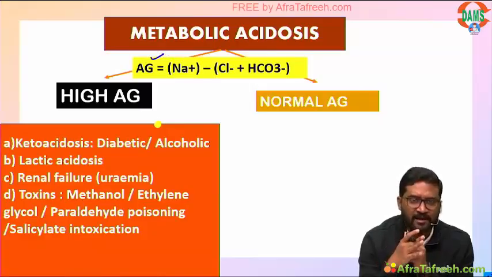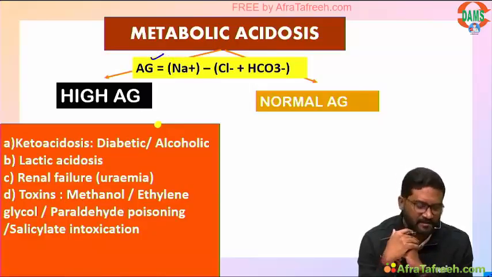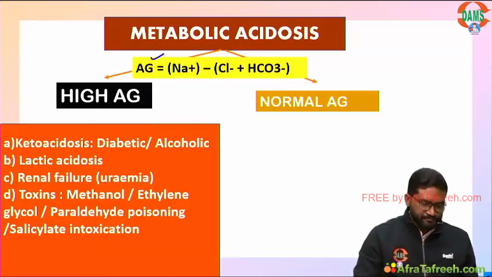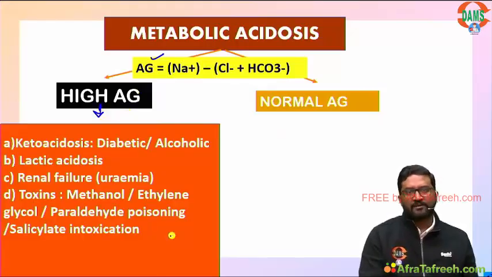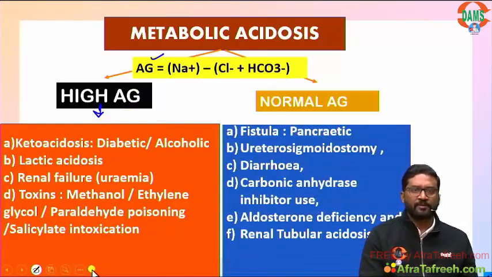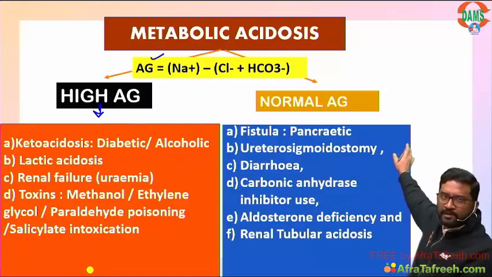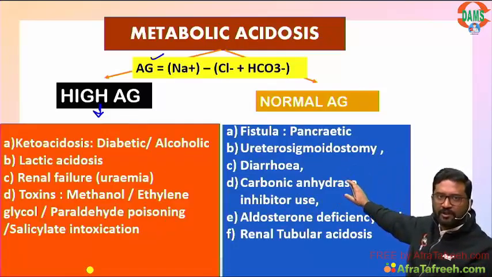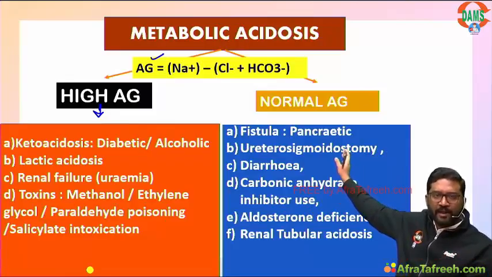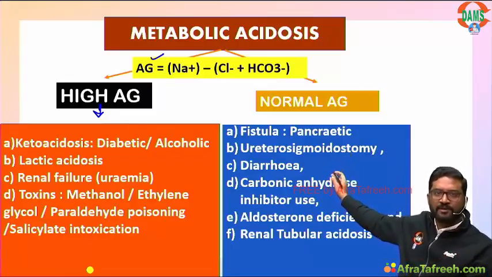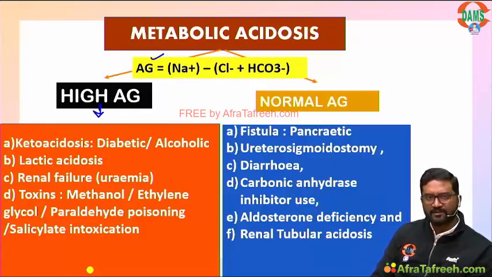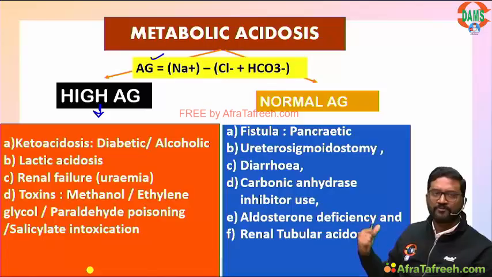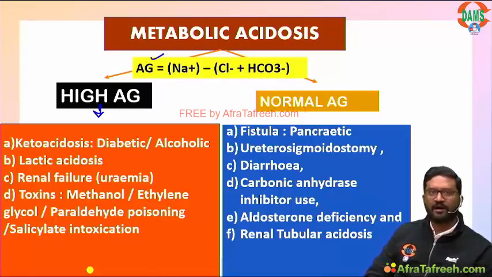Can you tell a drug which is an acid? It is salicylic acid. So all acid addition will result in high anion gap metabolic acidosis. Normal anion gap is not due to any acid addition, just loss of bicarbonate. So it can be a pancreatic fistula, ureterosigmoidostomy, diarrhea, loss of lower GI secretions. Your lower GI is filled with bicarbonate. So diarrhea generally causes metabolic acidosis. Aldosterone deficiency, renal tubular acidosis.